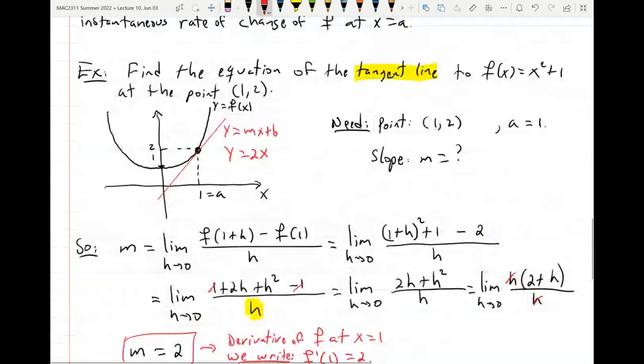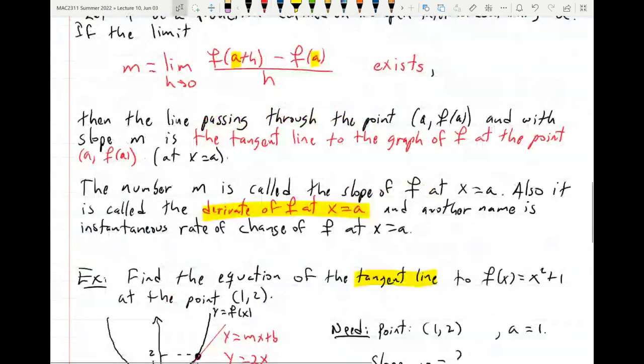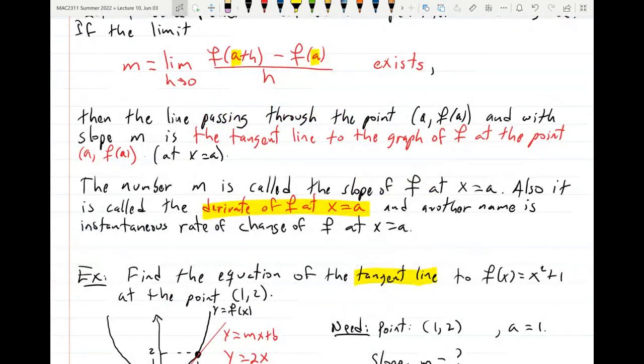Let me actually write that down here. The number m is called the slope of f at x equal a. Also, it's called the derivative of f at x equal a. We write f prime of a equals m. Okay? And now I'm going to give you other types of notations that we use, but this is the most common one that you're going to see, the prime notation.